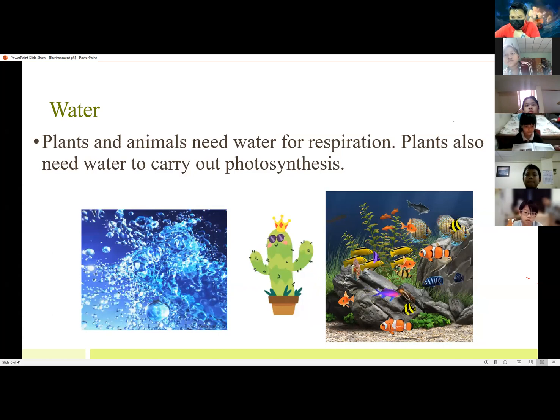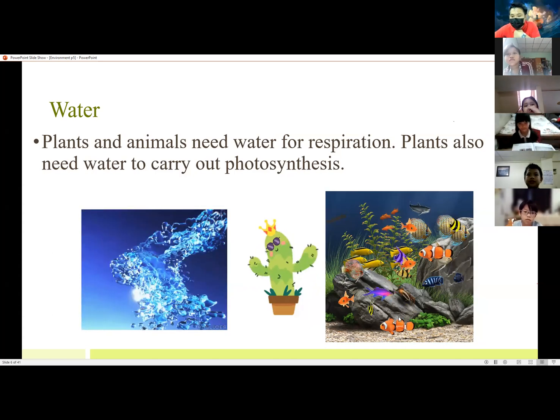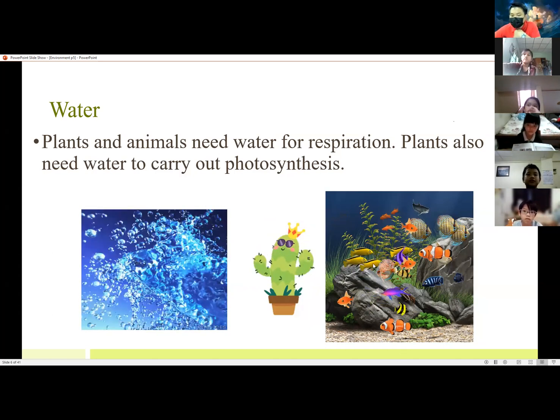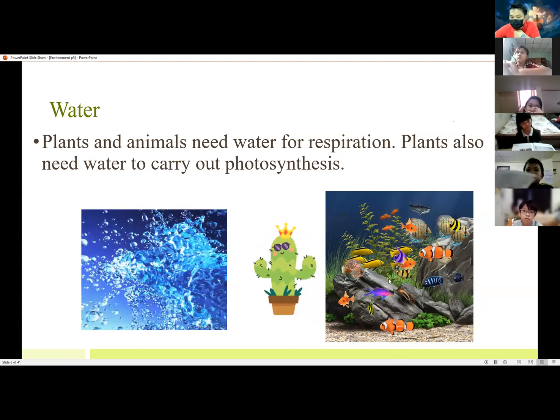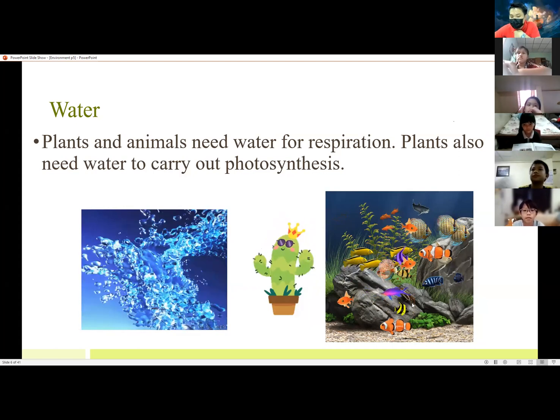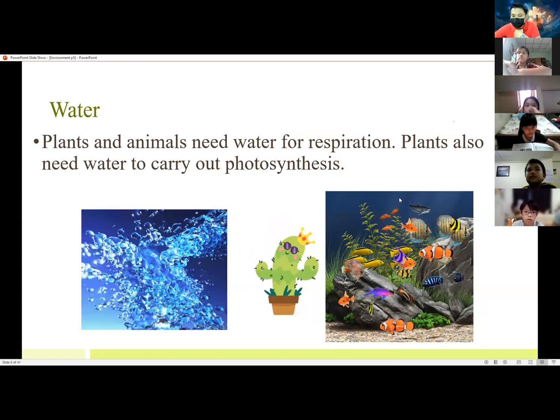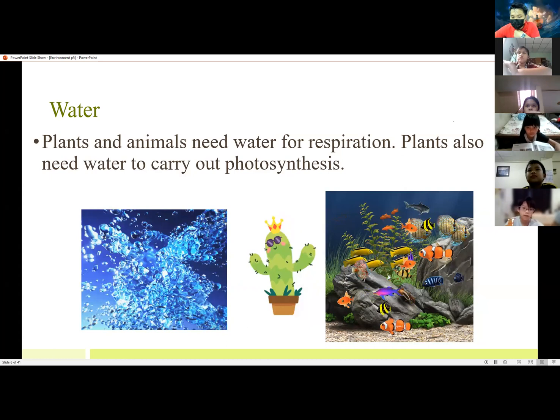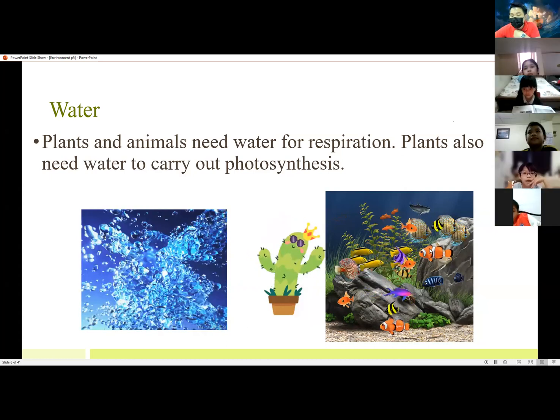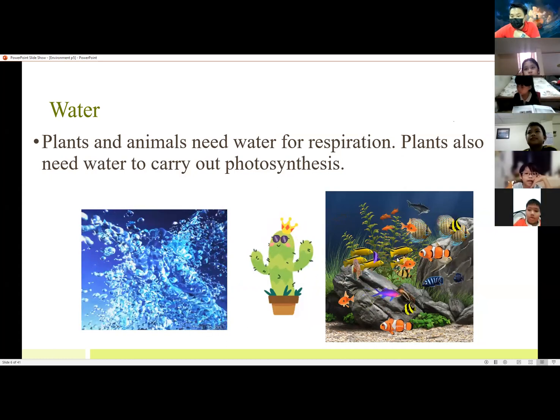Understand? Yes. Also, some animals need water for what? So that they can what? Respiration. They cannot breathe if they are out of water.